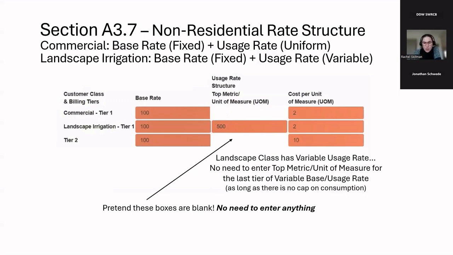And then this third cell, you don't need to fill out, right? Whenever there is more than one tier, this top unit of measure does not need to be filled out for the last tier, because it's assumed that the cost per unit of measure that you put in this box would apply to anything above $500. So this is almost like an infinity, but you don't need to put anything there.